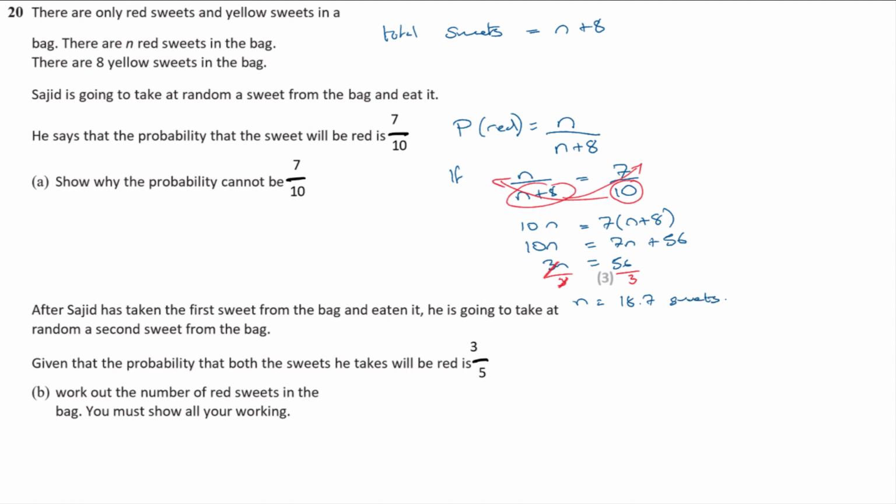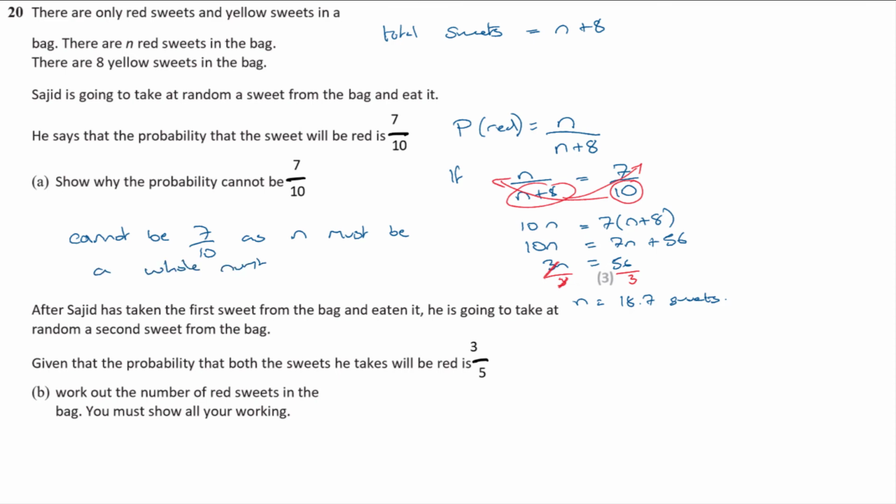So it cannot be that then, because n needs to be a whole number. You can't have 18.7 sweets, and you can't have 18.7 plus 8, 26.7 sweets in total. So that's not going to work. So I can say n cannot be 7 over 10 as n must be a whole number.